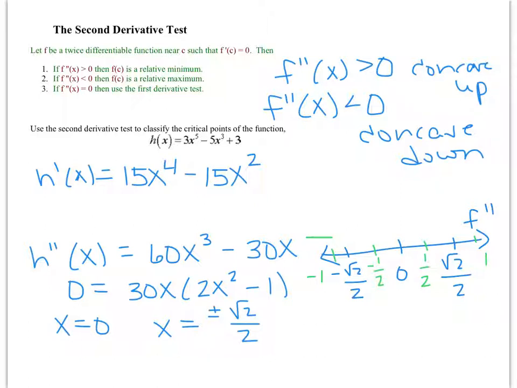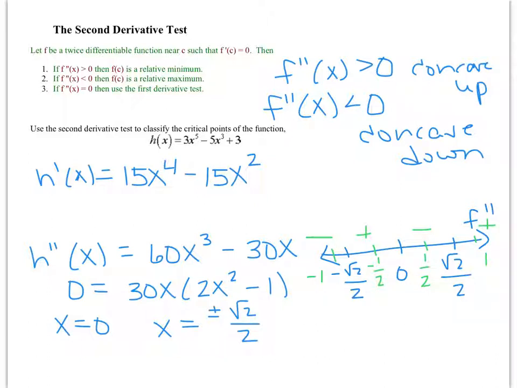I'm going to check negative 1/2. Negative 1/2 to the third is going to be negative 1/8, so I have 60 over negative 8. And then I have negative 30 times negative 1/2, so that's going to be a positive 15. So 60 over 8 minus 15 over 8 turns out to be a positive. When I check my positive 1/2, 1/2 to the third is 1/8, so I have 60 over 8 minus 15. This is going to be a negative. And then I try my positive 1. 60 minus 30 is 30, so that becomes positive.